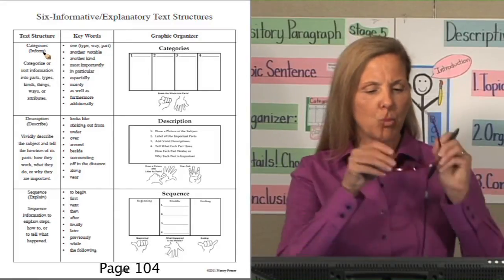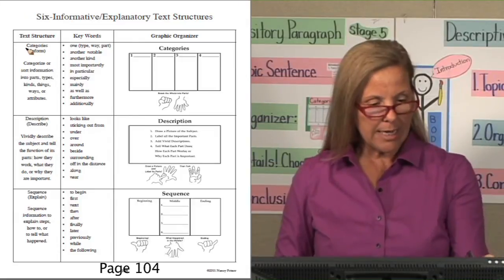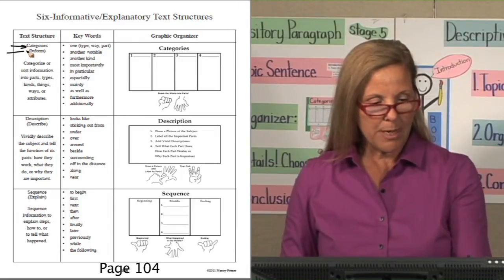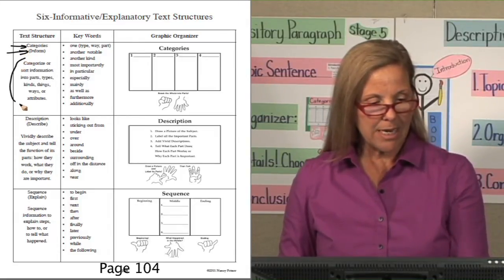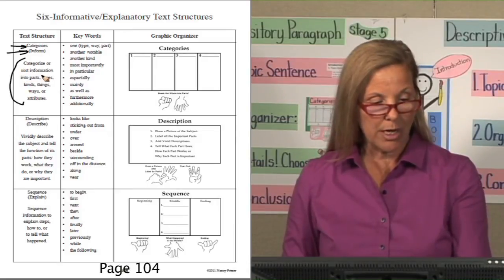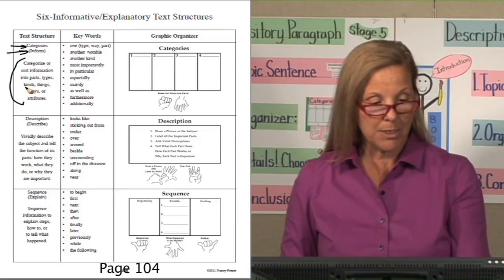So let's go to the first one just so that we see. If I'm looking at categories, what's my purpose? To inform, and then I have my definition. Categories sort information into parts, types, kinds, things, ways, or attributes.